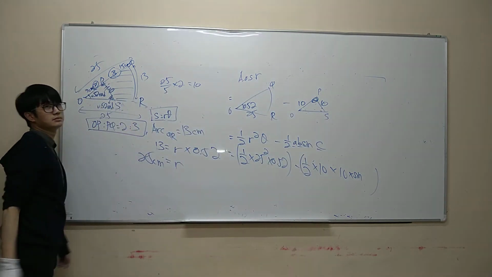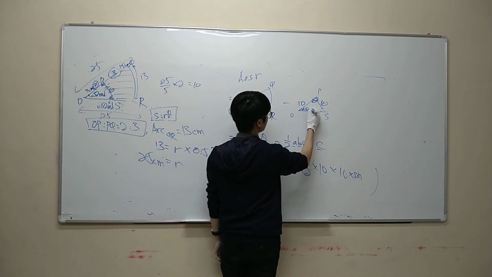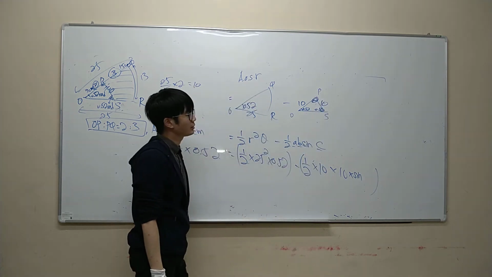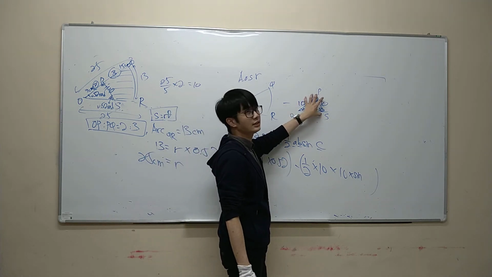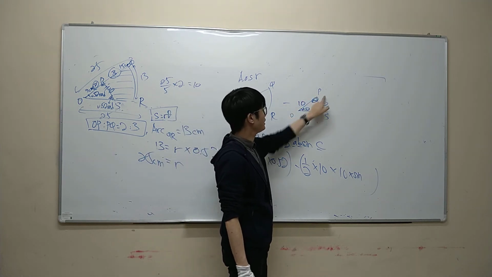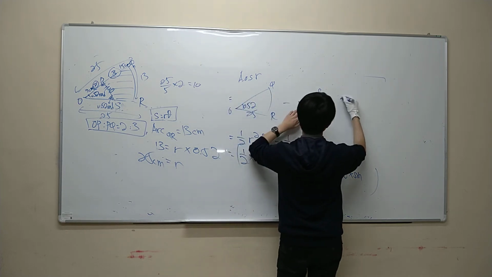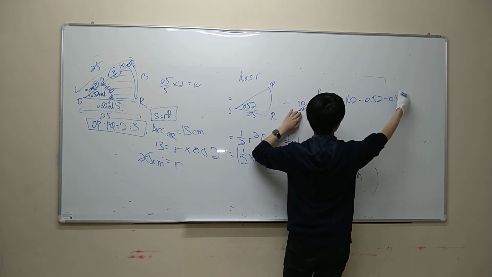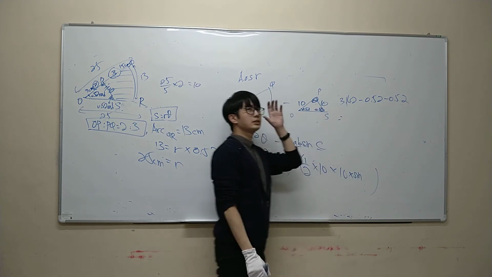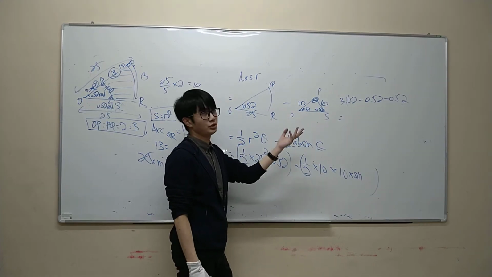But you can find it, because I know here is 0.52, and here is 0.52. So I can find the angle here. And how to find it? Because I know one triangle is 180 degrees. So I just take 180 minus this. But since this is in radian, you just take 3.142 minus 0.52 minus 0.52. Why do I take 3.142? Because 180 degrees in radian is 3.142.